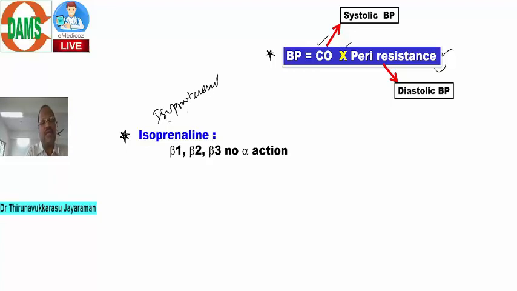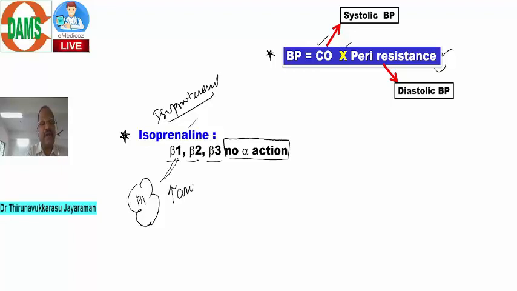Isoproterenol. It is also called isoprenolone. Isoprenolone normally acts on beta 1, beta 2, beta 3 and has no significant action on alpha receptors. Since it acts on beta 1, we know beta 1 receptors are seen in the heart. By stimulating beta 1, it will increase cardiac output. When cardiac output increases, definitely there is going to be an increase in systolic blood pressure.